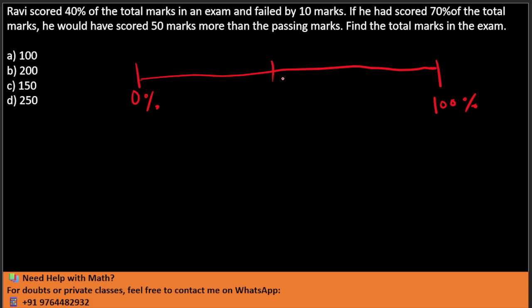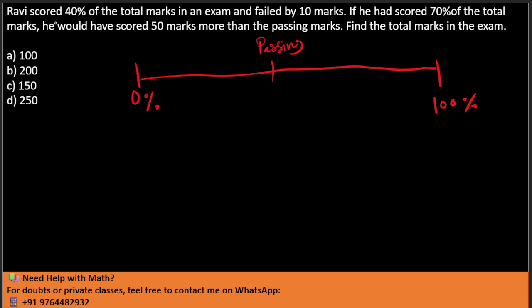But I know that this is the passing percentage, the passing point. If someone does not reach this point, he will fail, and if he crosses or reaches this point, he will pass, right? So someone who is failing will be lying in this area, before the passing point, and someone who is passing will be lying in this area.